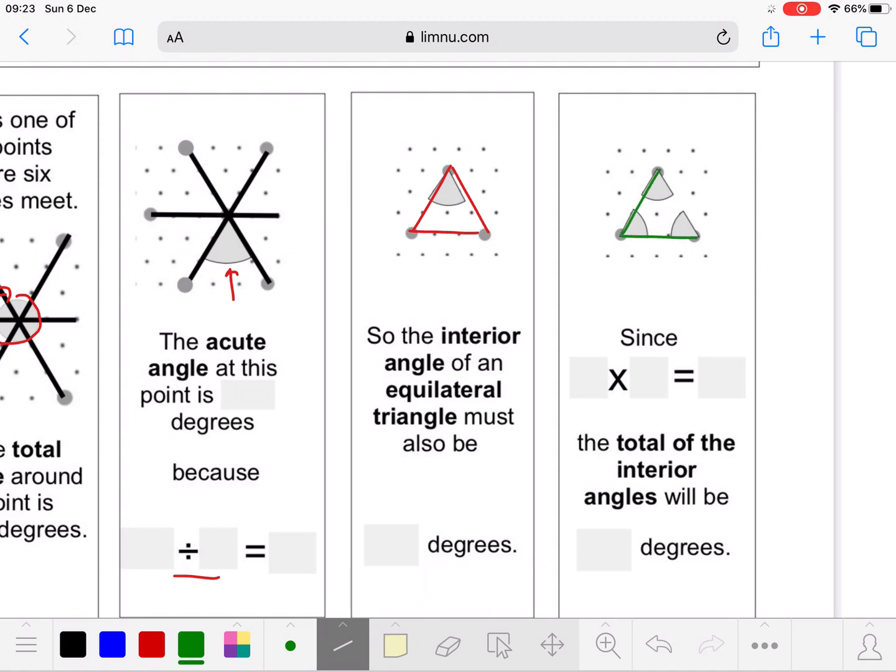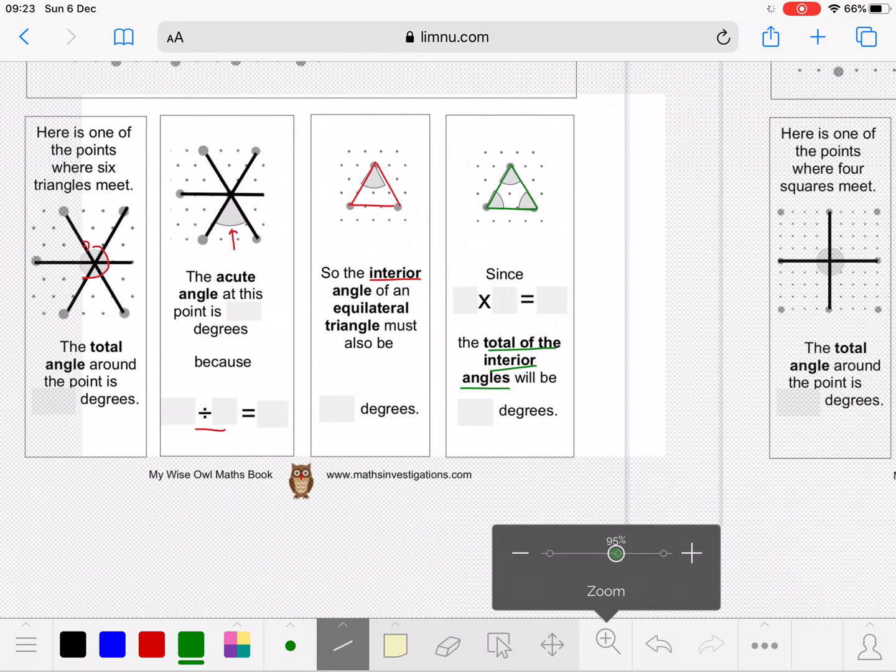And there are some numbers to fill in, and what we're doing each time is we're trying to work out, first of all, one interior angle. The interior angle is the angle inside one corner, and then over here, the total of the interior angles, what it would be when you add them all together, okay?